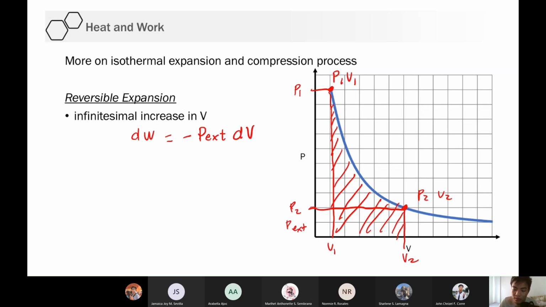Okay. Negative P delta V muna. Ayan. Negative P dV. Ito gagamitin mo, calculus form. Basta makita mo yung word na infinitesimal, calculus yan. Okay. The calculus form. So, we are getting the infinitesimal increase in the V. Dahan-dahan siya. So, area under the curve yan.